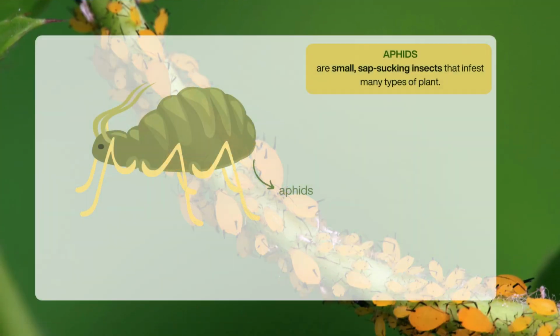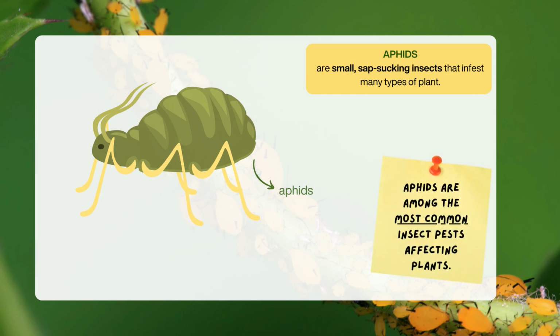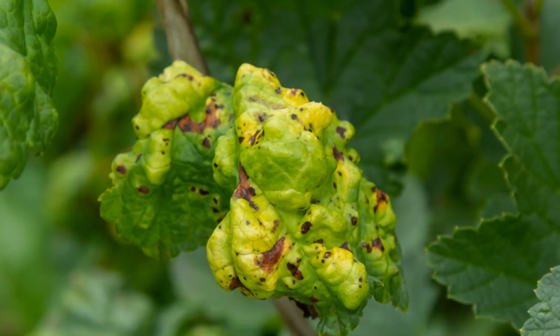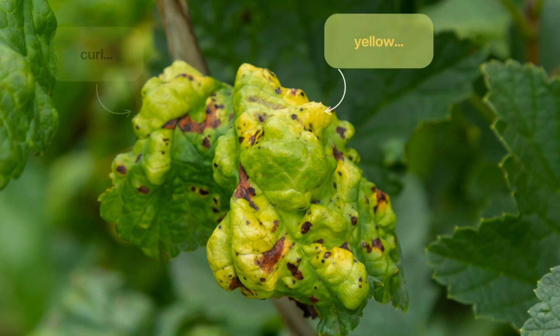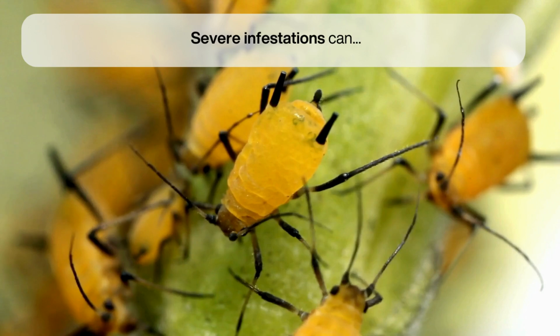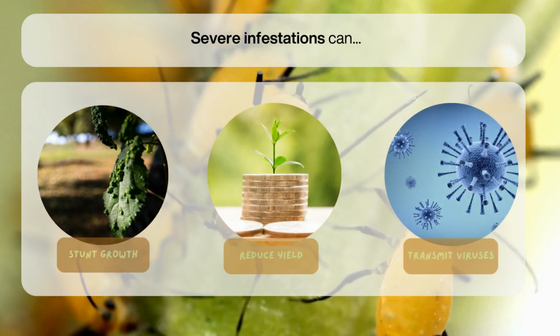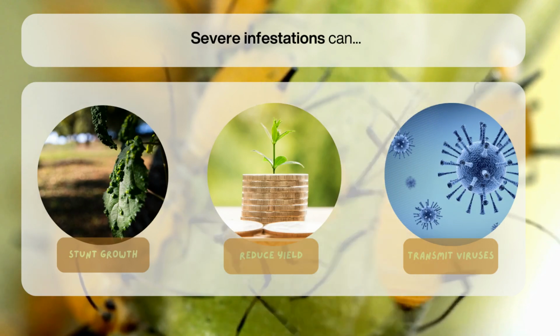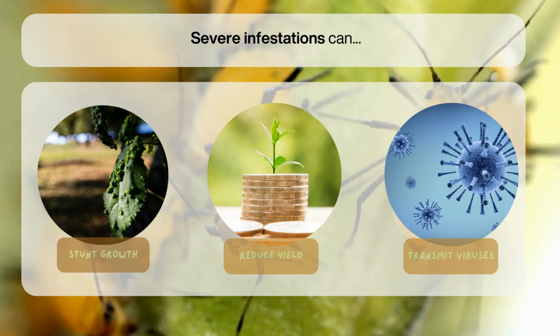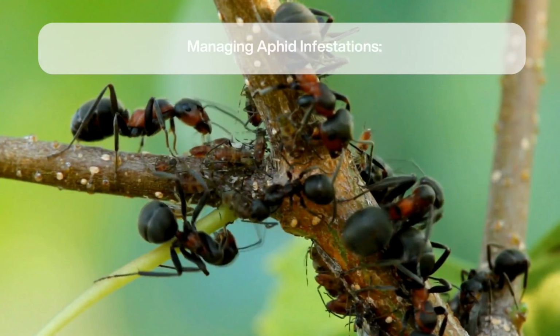Aphids are small, sap-sucking insects that can infest many types of plant. Aphids are among the most common insect pests that affect plants. Aphids feed on plant sap, which can cause leaves to yellow, curl, or develop spots. Severe infestations can stunt plant growth, reduce yields, and transmit viruses from one plant to another, thus acting as vectors for disease. Aphid populations can be managed through various means.